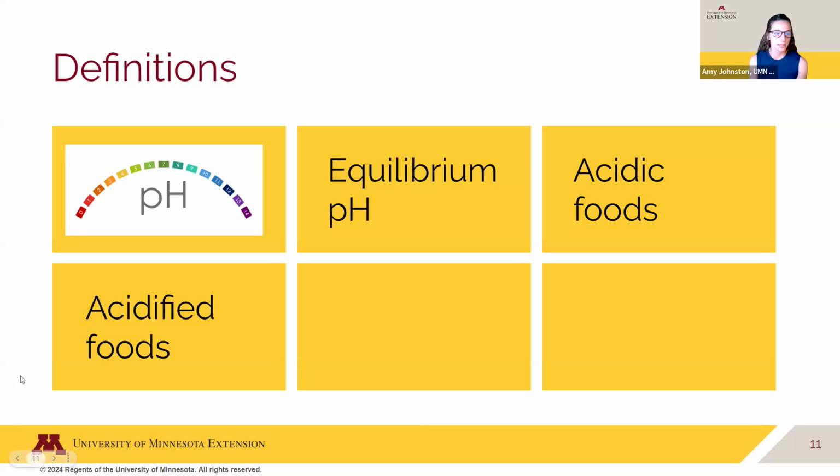Acidified foods are low acid foods to which an acidifying component or an acidic food has been added, and then we have a finished equilibrium pH of 4.6 or below. Fermented foods are not considered acidified foods because their pH reduction is not achieved by adding an acidifying component or an acid. So we're not going to talk about fermented foods tonight.